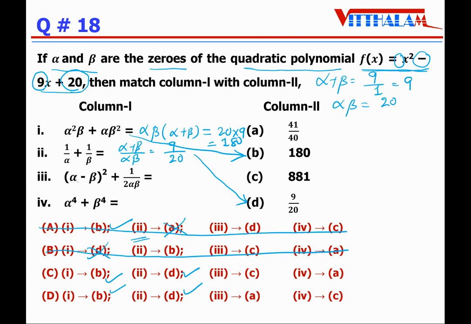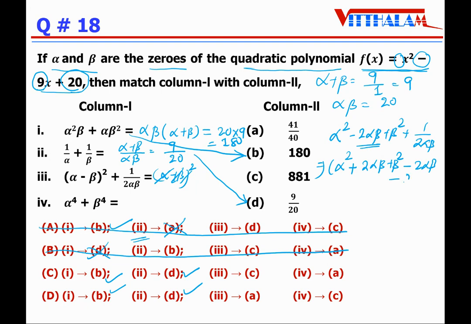Let's find out the third one. Inside the bracket, alpha minus beta whole square plus 1 upon 2 alpha beta. Let's simplify. Alpha minus beta whole square will be written as alpha square minus 2 alpha beta plus beta square, plus 1 upon 2 alpha beta. Now if I want to write this as alpha square plus 2 alpha beta plus beta square, I have to subtract 2 alpha beta, and this already has minus 2 alpha beta. Then plus 1 upon 2 alpha beta. This will be written as alpha plus beta whole square minus 4 alpha beta plus 1 upon 2 alpha beta.